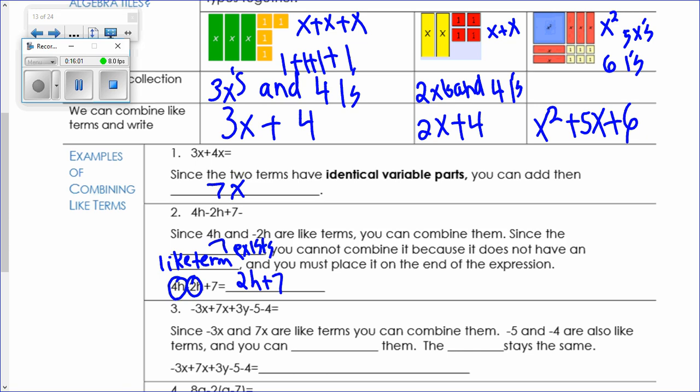So in the next one, what I want you to do is to identify like terms. You can highlight them, and I'll show you what I mean. It's easier if you highlight your like terms. They're easier to see.